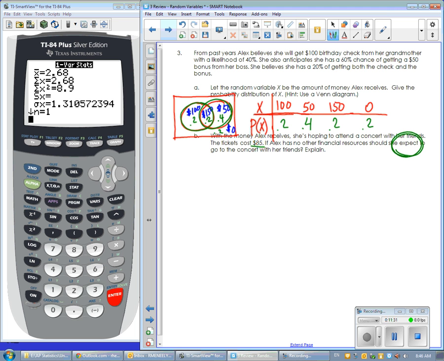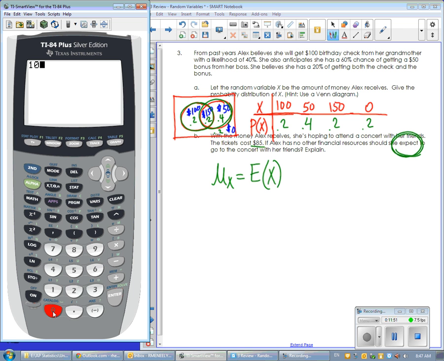So as soon as you see this word expect, we're thinking about the expected value. How much should she expect overall from this distribution? Remember, expected value is the same thing as the mean. So what I want to do is figure out the mean or the expected value of x. And again, you're going to do it with the same process on your calculator, or you can simply take 100 times 0.2 plus 50 times 0.4, because you don't have to find the standard deviation for this problem, plus 150 times 20%. And then obviously you don't really have to add the 0, but just to complete it, I'll put the 0 in there.